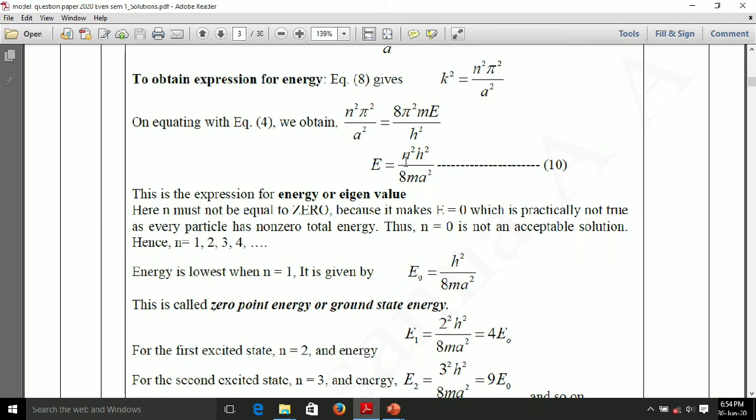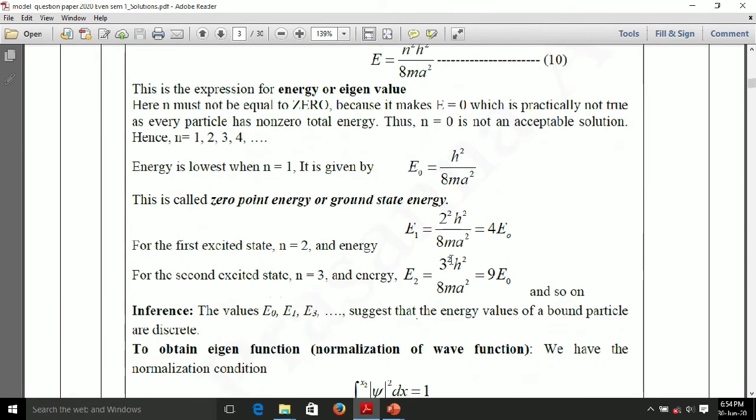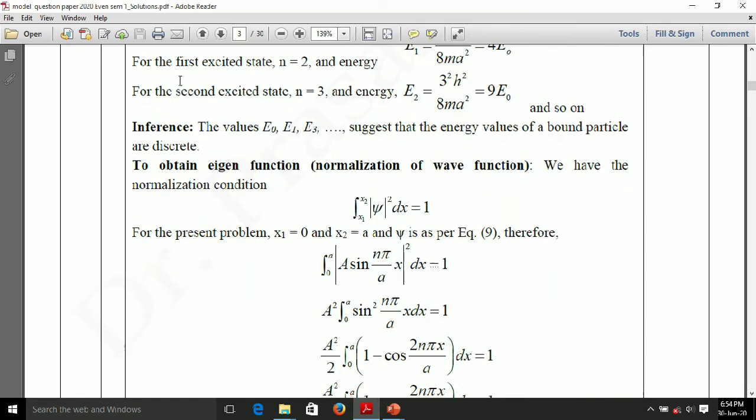And by putting n value equal to 2, you will get the energy for the first excited state. n equal to 3 gives you the energy for the second excited state, and so on. You can calculate the energy values in this way by putting the values of n, which is a positive integer. This is the second part of the derivation.